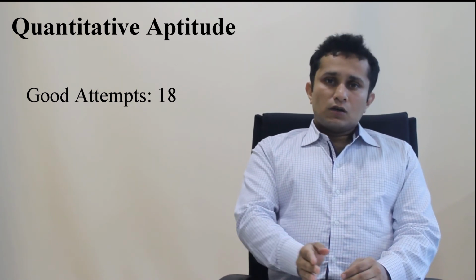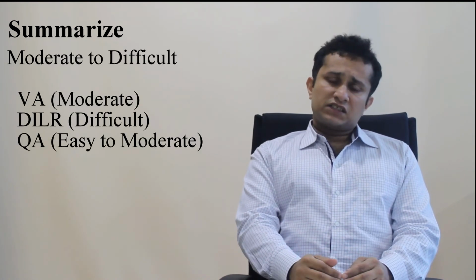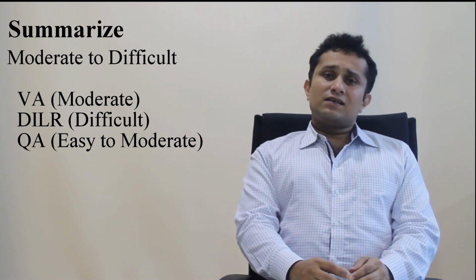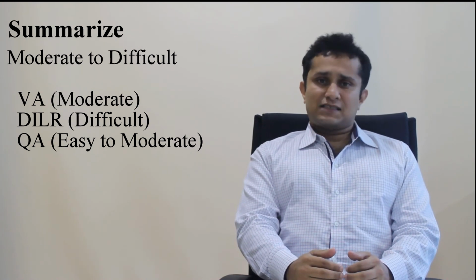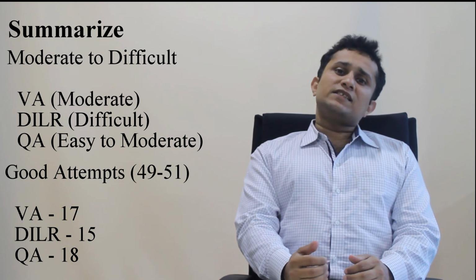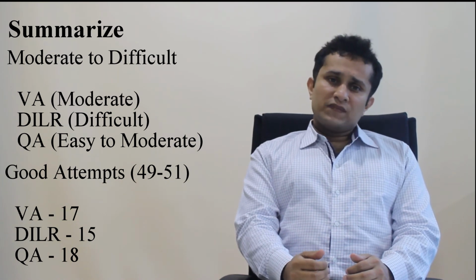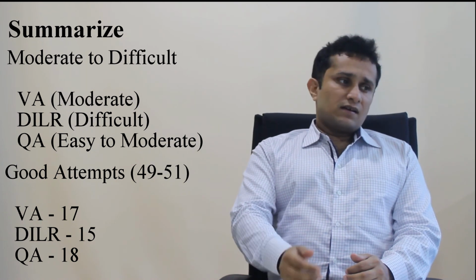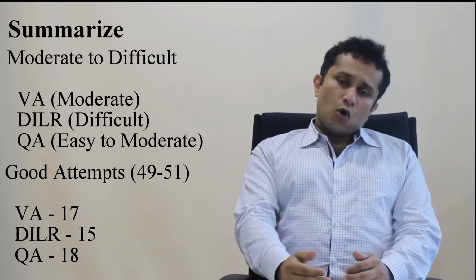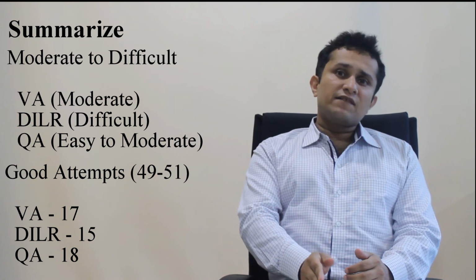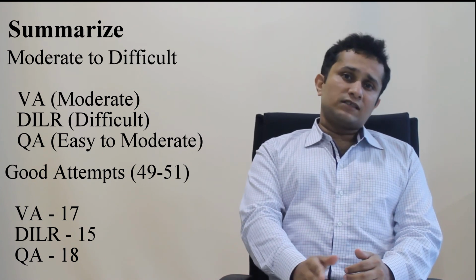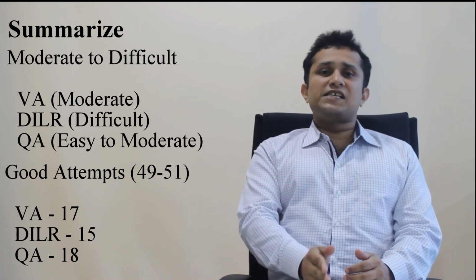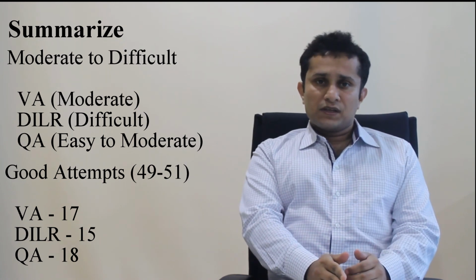To summarize, this paper was a moderate to difficult paper with moderate English, difficult DILR and easy to moderate maths. The number of good attempts in these three sections would have been around 17, 15 and 18. So broadly I would say 50 attempts or anywhere from 49 to 52 attempts would be a good attempt strategy as far as this mock is concerned.